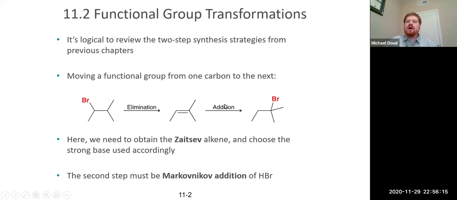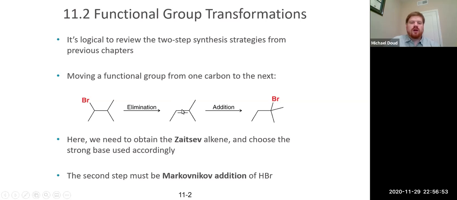Okay, so moving on, thinking in terms of one-step synthesis, let's build it up into a two-step synthesis. Remember that we have had two-step synthesis strategies explained to us before when we talked about elimination and addition reactions. So for example, we know that we can move a functional group or move a pi bond using different sequences of elimination and addition. Like in this case, if we have an alkyl halide and we want to get to the more substituted alkyl halide, our intermediate is going to be a pi bond.